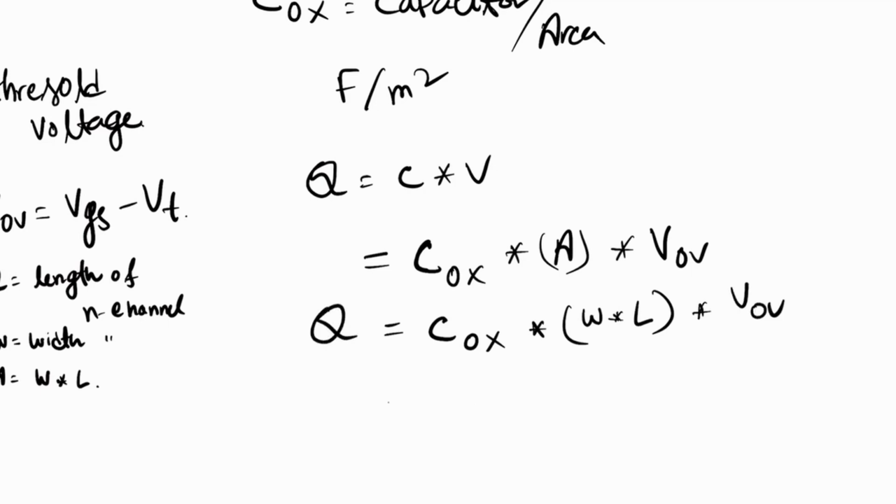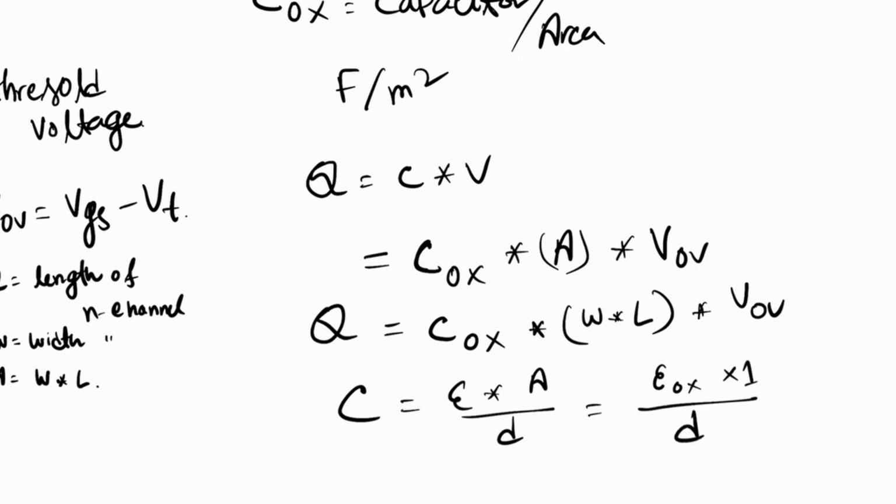Again, we all know the formula of the capacitor, C is equal to epsilon into A by D. Here epsilon is the epsilon of the oxide, SiO2. And here the area is 1, as I already explained, the unit area, so divided by D. D is the distance between the two plates.